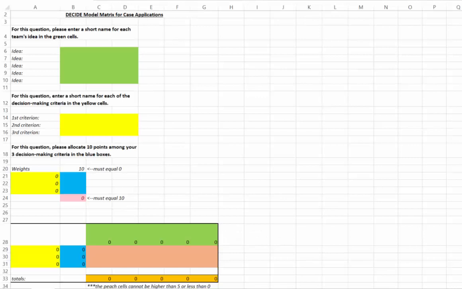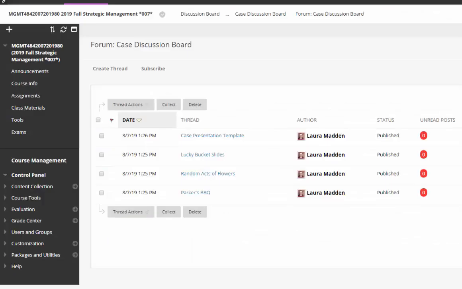When you open the Excel spreadsheet, you'll see this layout. The cells are specifically formatted for this assignment, so some areas of the sheet are locked. To start, you need a brief name for each team's idea, including your own. You can find each team's ideas in the slides they posted on the discussion board in Blackboard under Class Materials, Case Discussion Board, and the case you're working on. Each team will have described their idea on or near to the third to last slide.